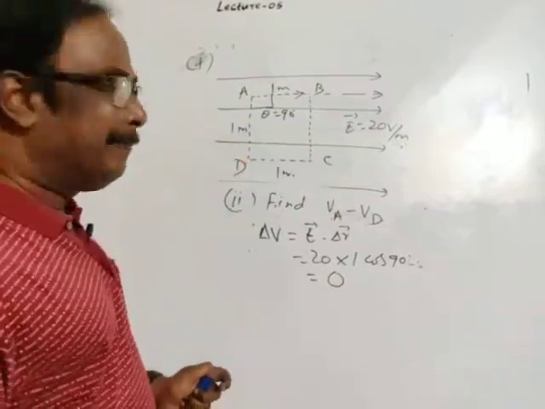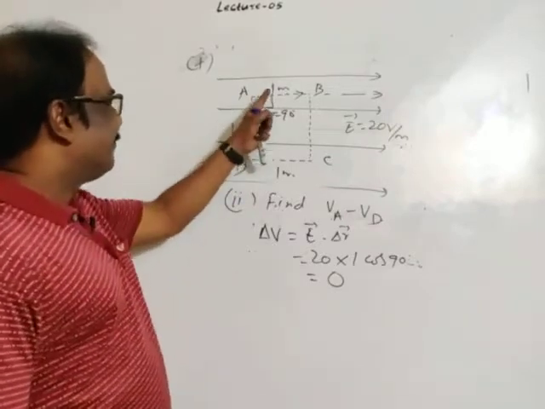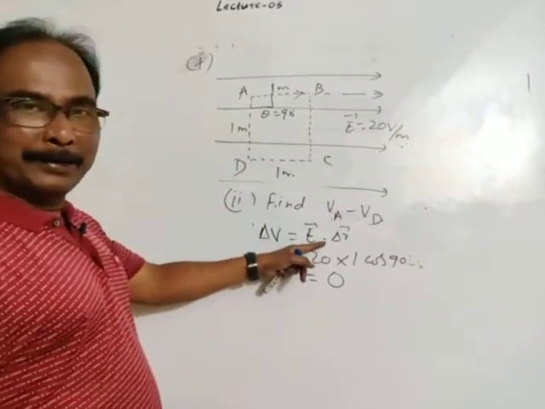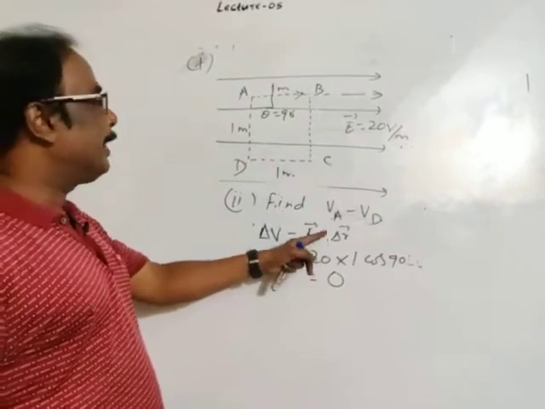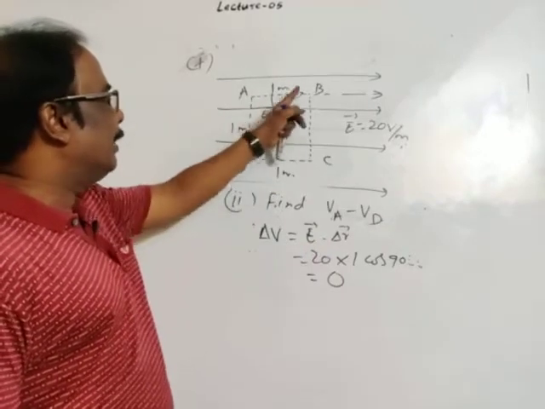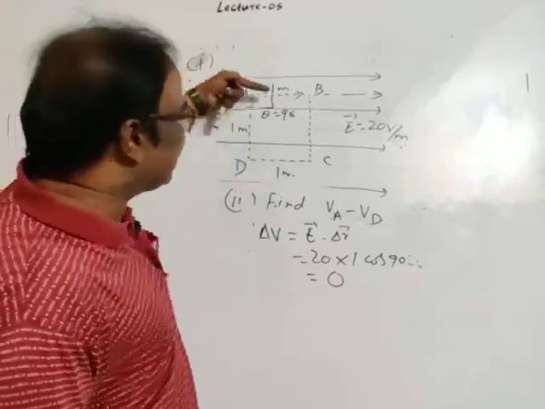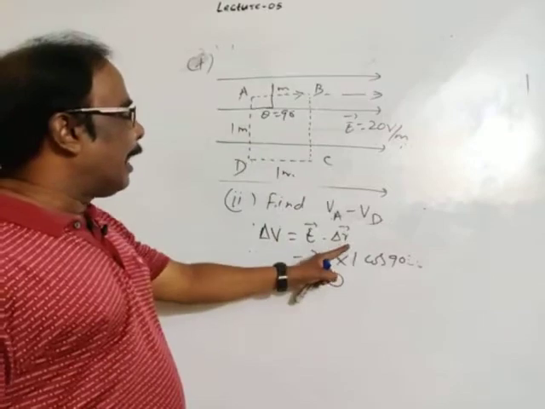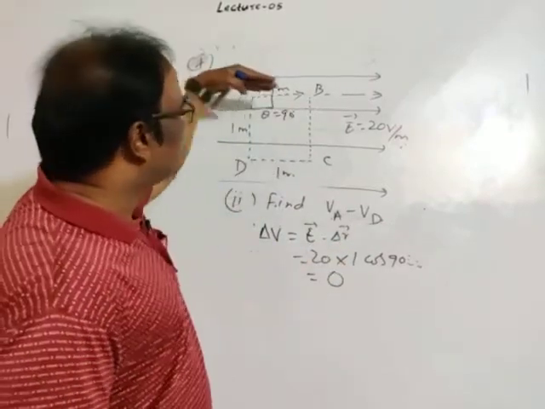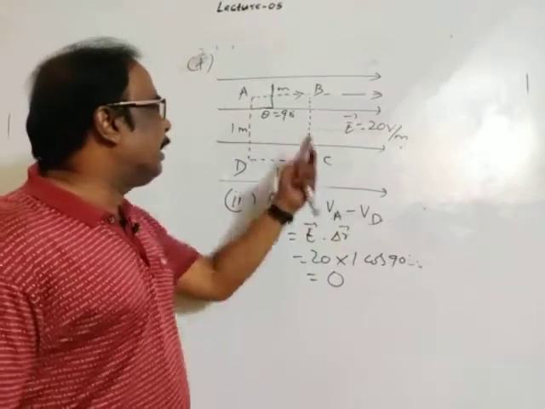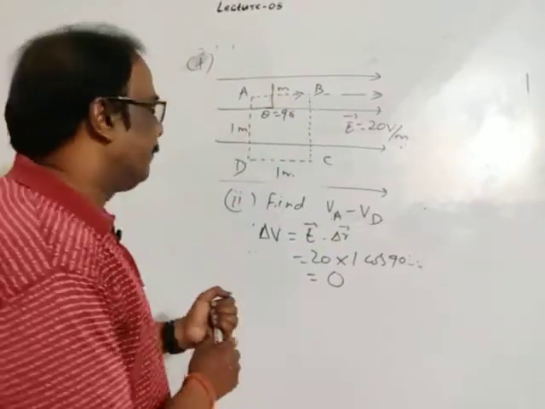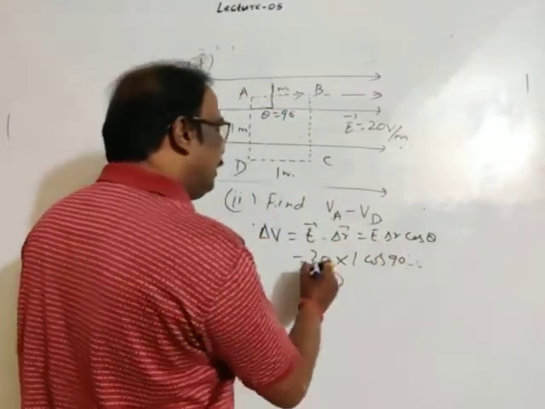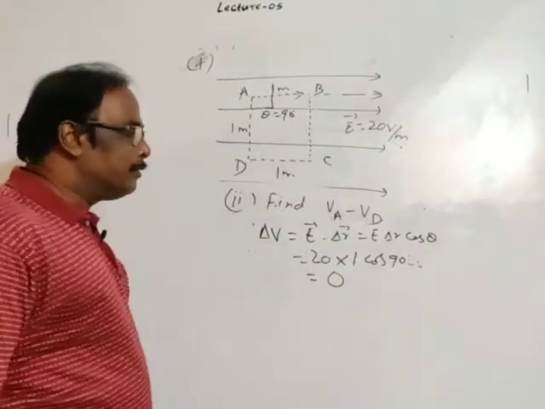This is AB, 1 meter, and this is AD, also 1 meter, but we have taken the dot product, so we didn't multiply directly by 1. Delta R means this is the direction of the electric field, and this is delta R. The angle between them, electric field A to B, is 90 degrees, or directly take 1 cos 90. E dot delta R means E delta R cos theta, which is 0.